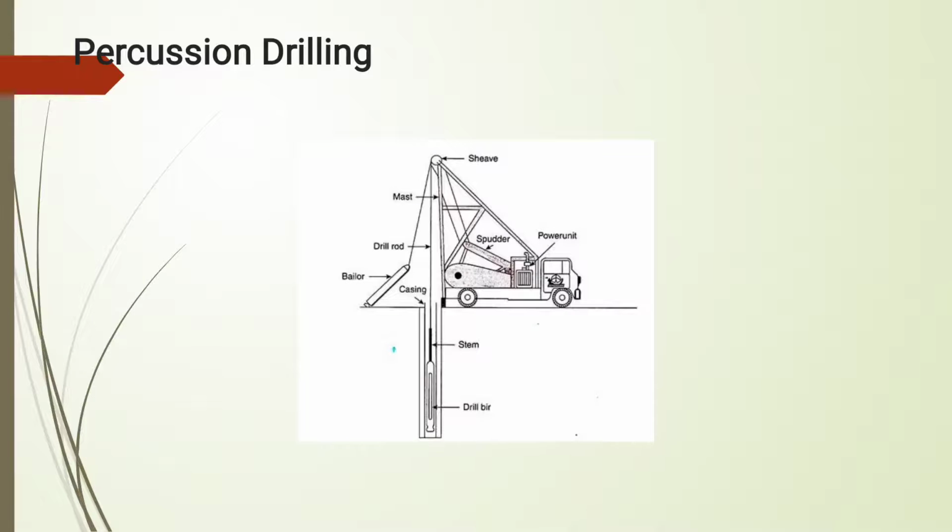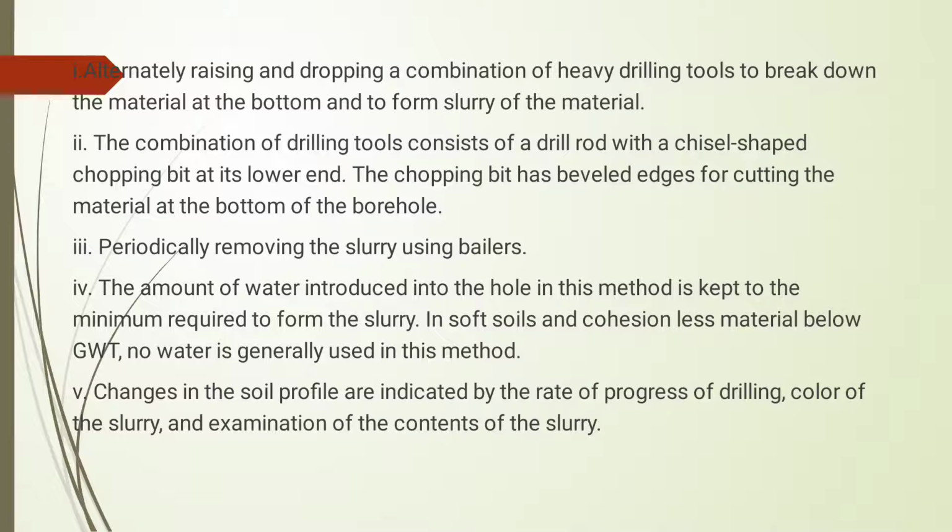Next one is percussion drilling. Percussion drilling means alternate raising and dropping of a combination of heavy drilling tools to break down the material. The combination of drilling tools consists of a drilling rod with a chisel-shaped chopping bit attached at the bottom. Periodically the slurry is removed using bailers, and the amount of water introduced into the hole in this method is kept to the minimum required to form a slurry.